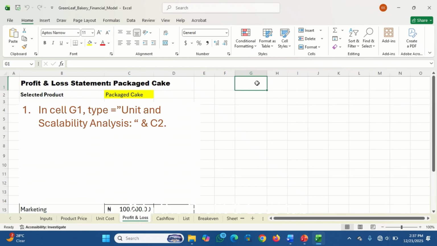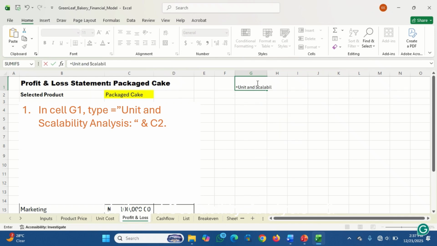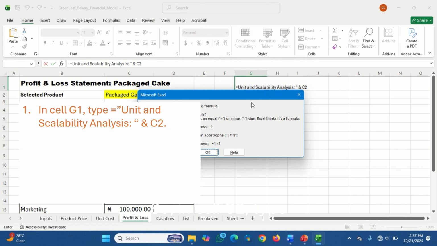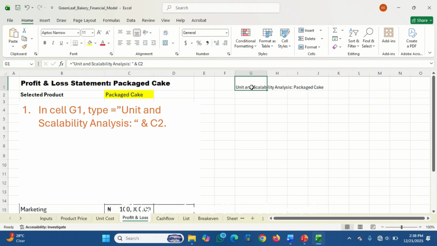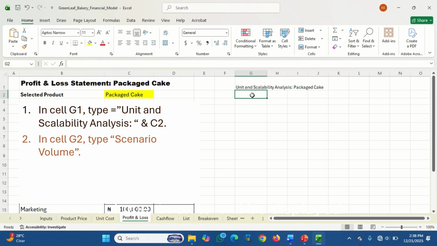2. In the Profit and Loss tab, skip 2 columns. In cell G1, type equals unit and scalability analysis, and C2. 3. Create the scenario input. Here we'll retrieve the volume/quantity input from the input sheet, but we'll label it here to show the volume input for the analysis. So in cell G2, type scenario volume. Format cell H2 with a gray color, then cells G1 and G2 appropriately. This is where the retrieved volume in units will be displayed.